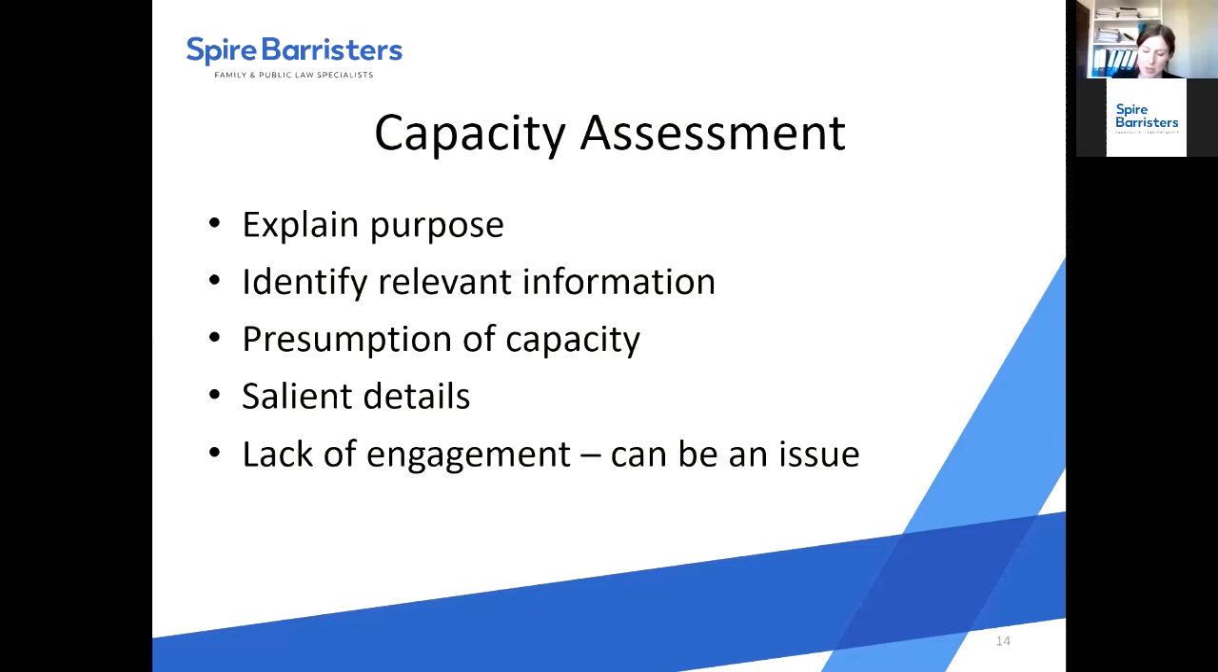But lack of engagement, I think, can be a real bugbear. It can be a real challenge. But I think those few cases that I've just mentioned, and I'll put them in the notes and send the slides around, are some good pointers in terms of the things you need to be thinking about.